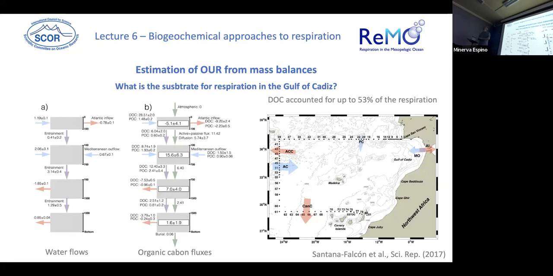And this is just another example to show how you can use the box models. If you have data of DOC, oxygen, carbon, whatever, you can calculate these fluxes. And once you have the fluxes, you multiply that by the concentrations and look at the result. And you can obtain this kind of interesting results because this is one of the few areas where you can find a phenomenon like this, that DOC represents more than 50% of the oxygen respiration. This is maybe one of the very few places where you can find something like that.